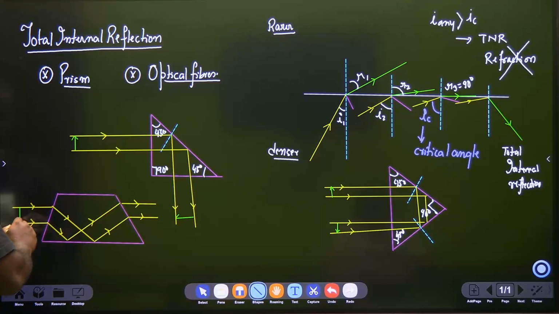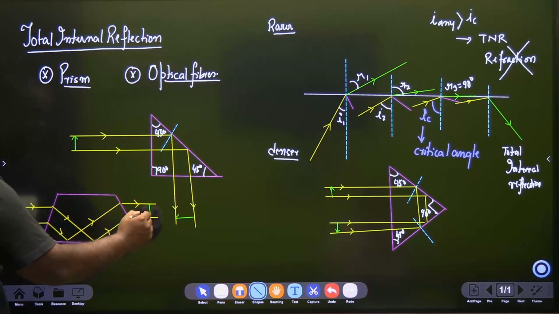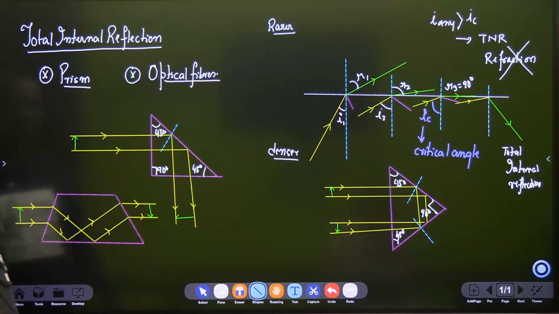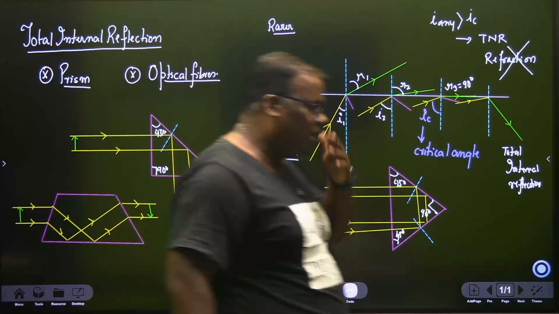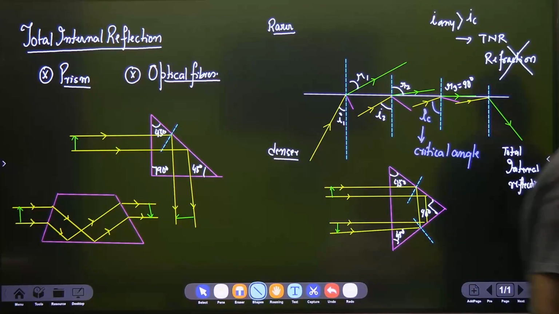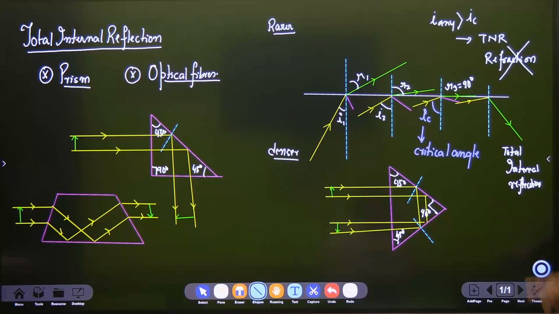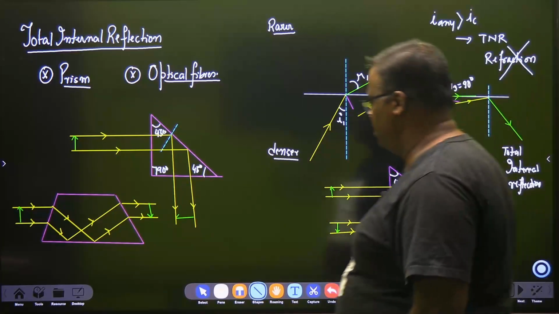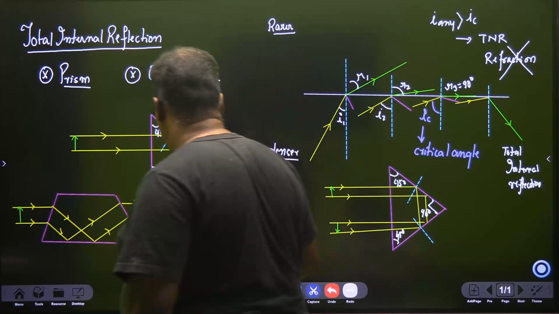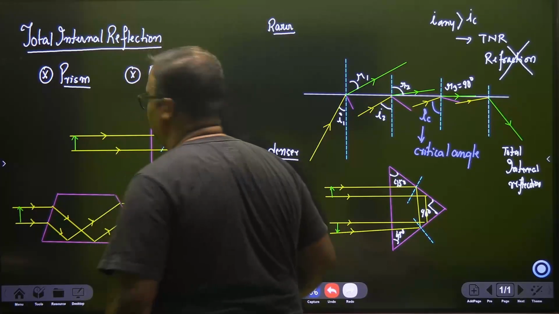So look at the head ray now. The head ray which was on top has come at the bottom. So in one you flip the image by 90 degrees, in one you flip the image by 180 degrees, and in another one you just flip it upside down on the same parallel. Fine. This is total internal reflection as seen for a prism. Now we need to understand optical fibers.